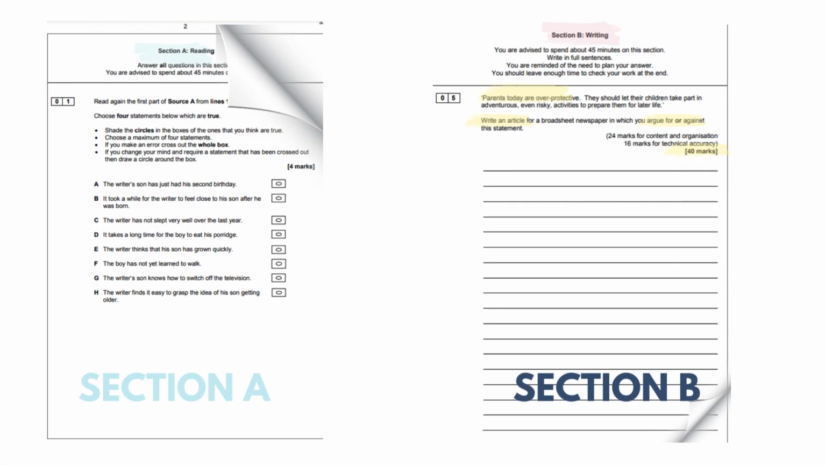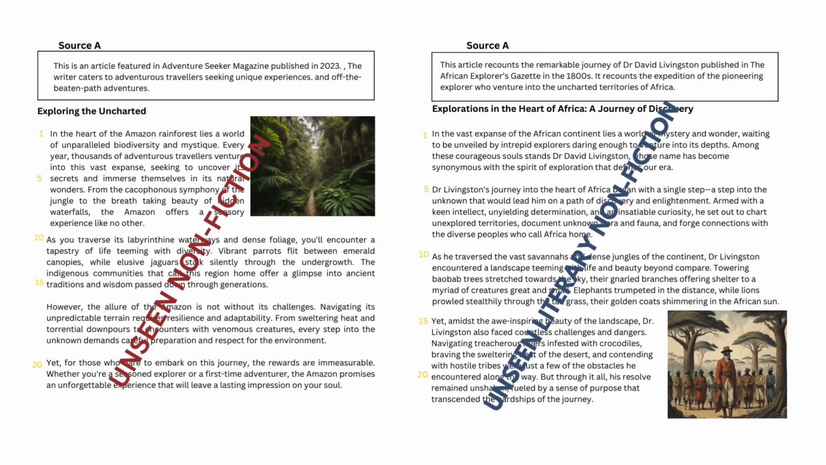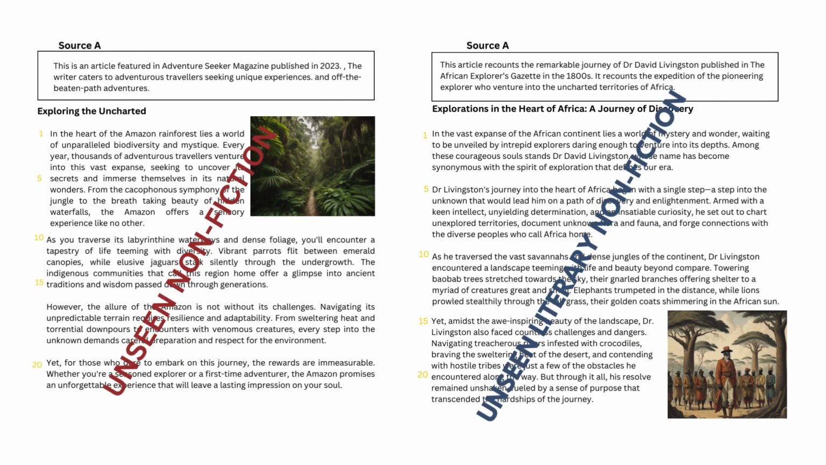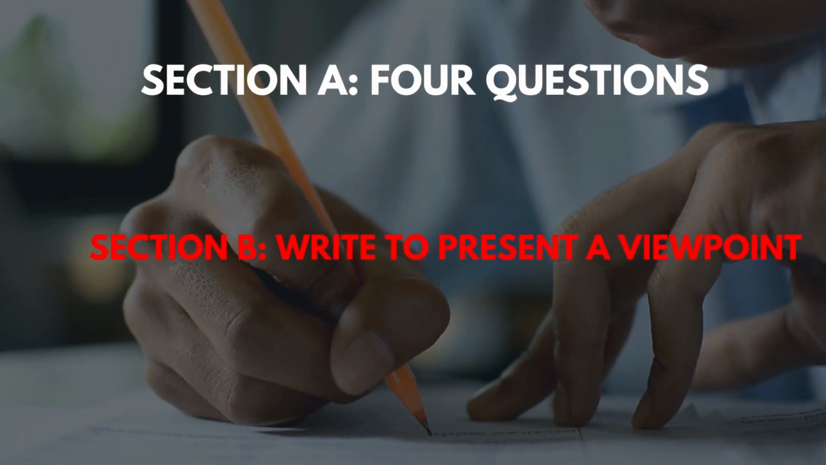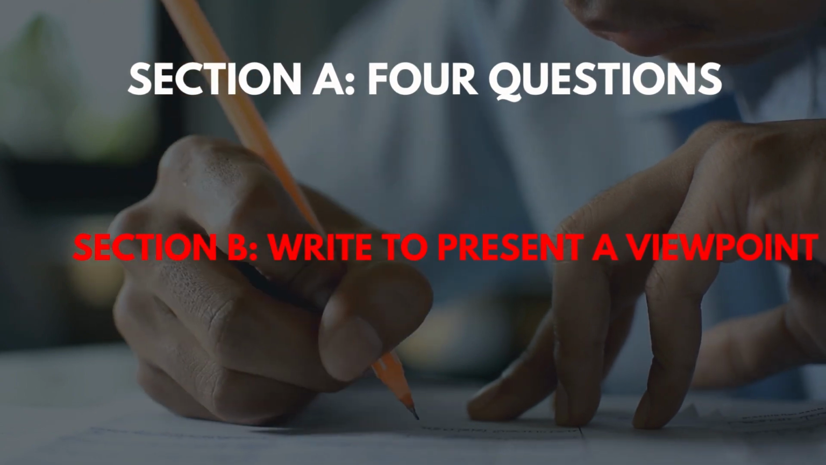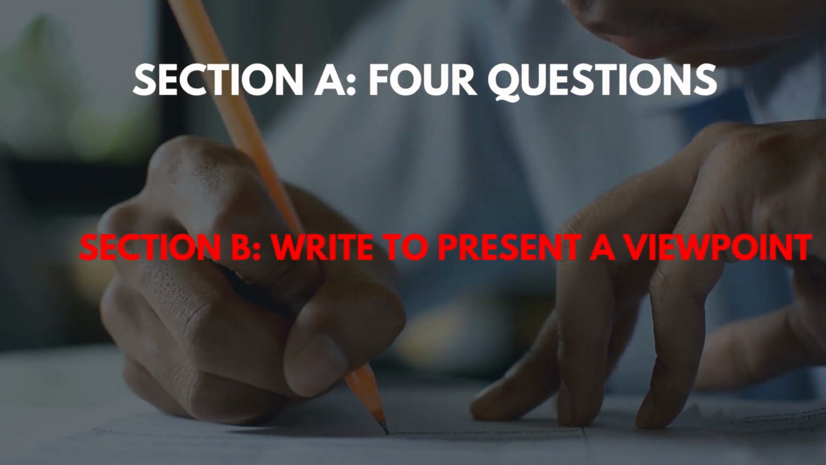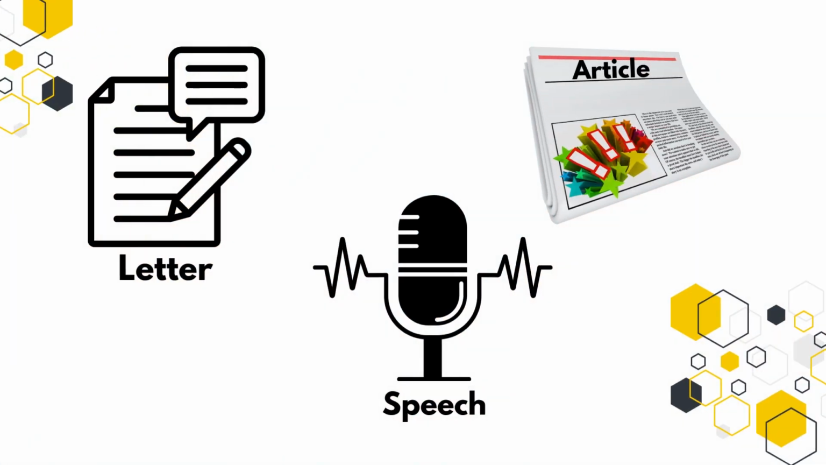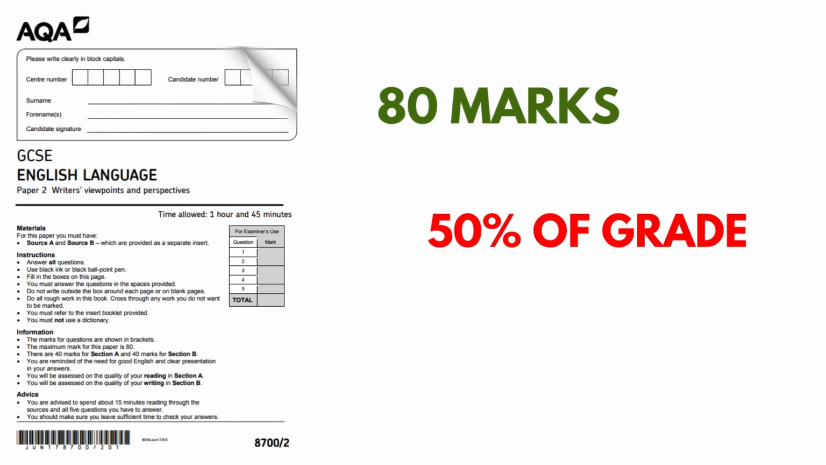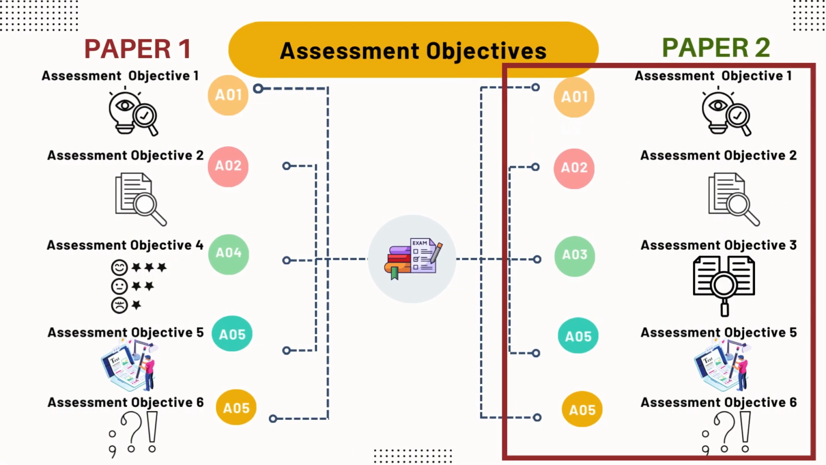There are 2 sections, Section A Reading and Section B Writing. Candidates receive 2 texts or sources. There is 1 unseen non-fiction text and 1 unseen literary non-fiction text. Like Paper 1, Section A has 4 questions to answer based on the extracts, while Section B requires candidates to write to present a viewpoint. Candidates receive 1 extended writing question that may require them to write a speech, article or letter. The paper values 80 marks and constitutes 50% of the overall English language grade.